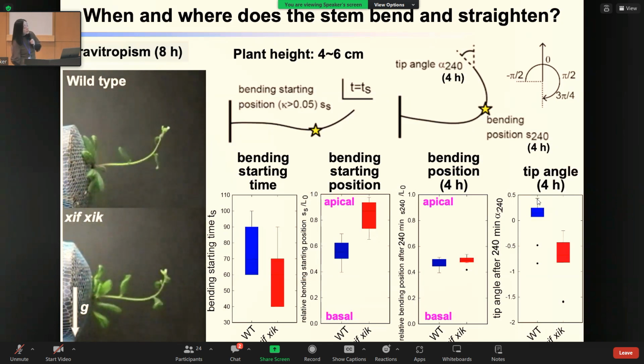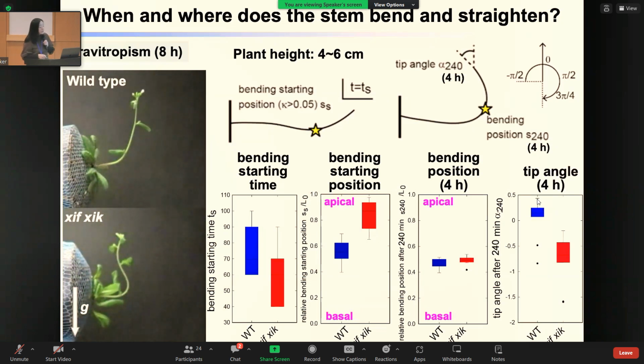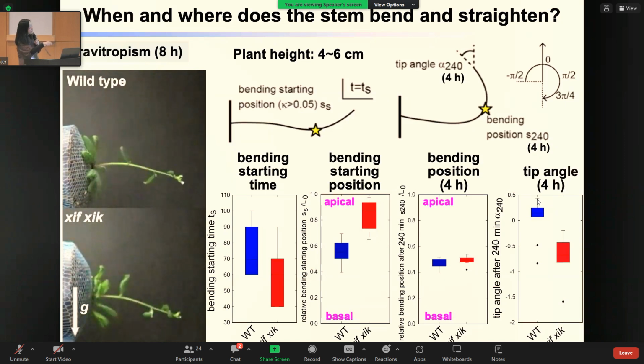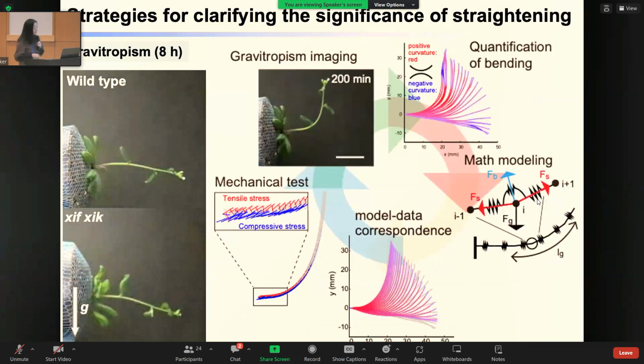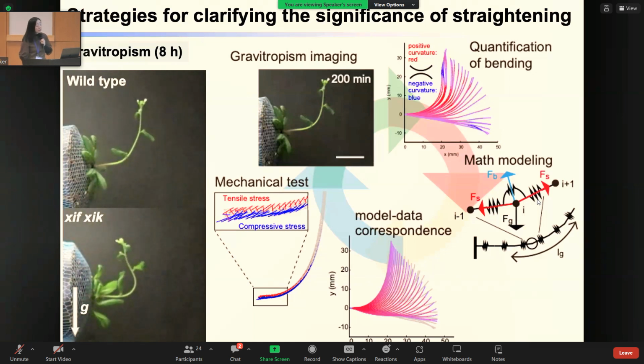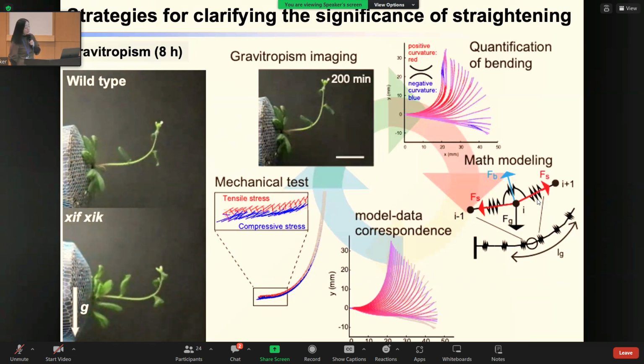To evaluate the degree of stem bending, we defined the inclination angle after 4 hours, which quantified the direction of the stem tip. The angle for the wild type was nearly 0, while the angle for the mutant showed negative values. Based on these quantitative data, we hypothesized that the force that prevents bending was compromised in the mutant.